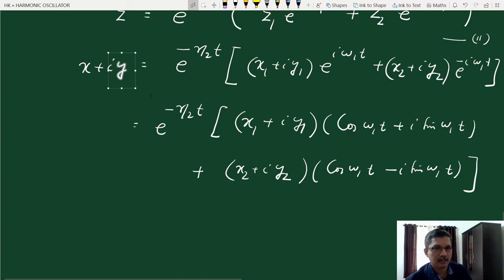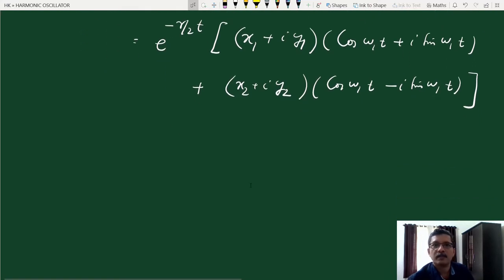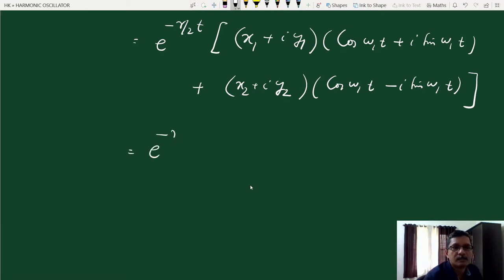So the real solution of the damped harmonic oscillator, you can write either in terms of x or in terms of y. If you equate the real parts on both sides, you will get the answer in terms of x. If you equate the imaginary parts on both sides, you will get the answer in terms of y. That's what we are going to do. For that, we have to expand this. So this is equal to e raised to minus gamma by 2 into t.